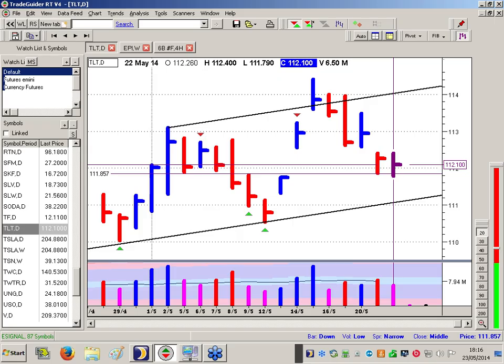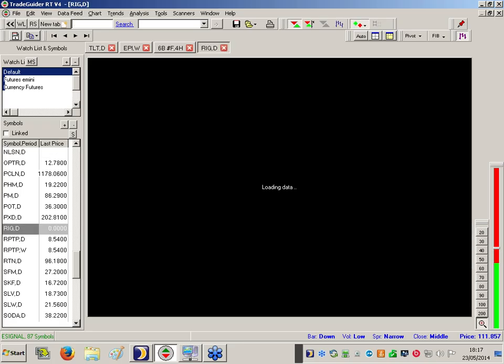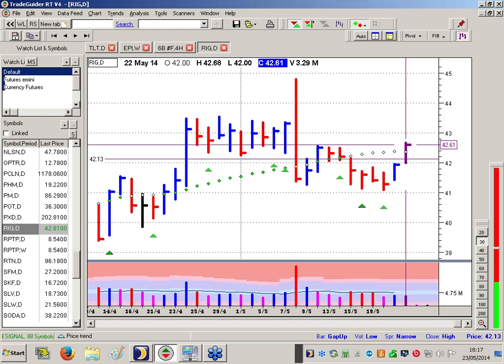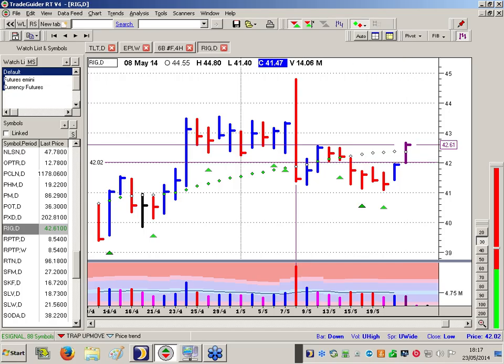RIG, R-I-G, Peter, for Pete. Yeah. That looks like a hell of an upthrust there, doesn't it? Wow. I mean, only a weak market will have an upthrust like that.